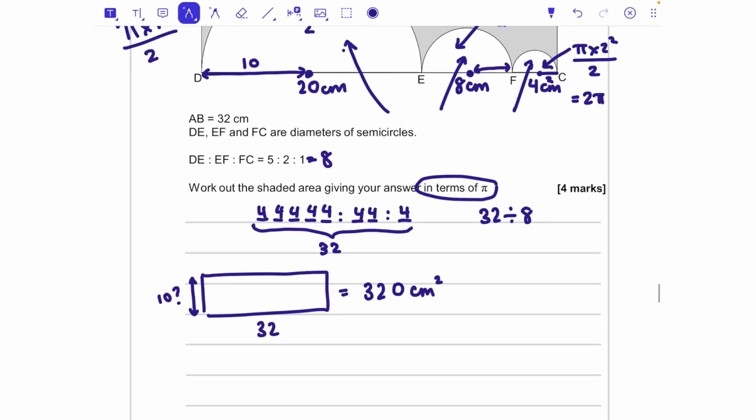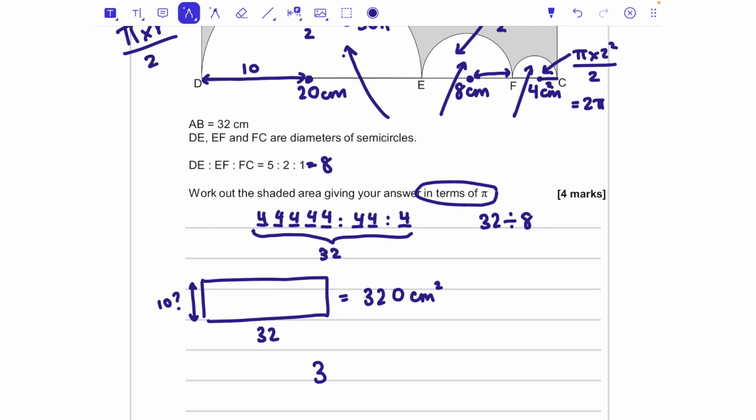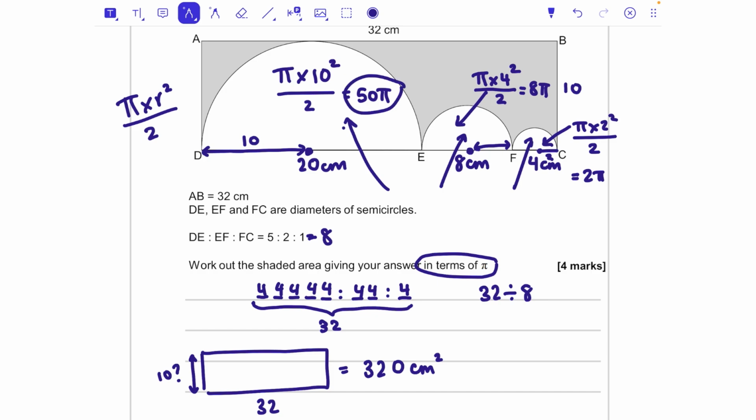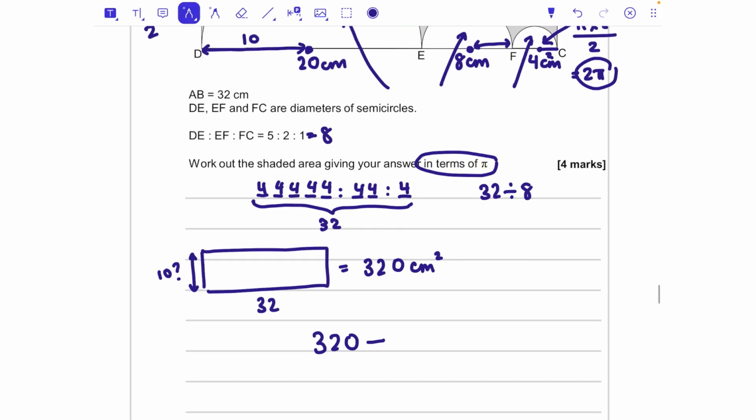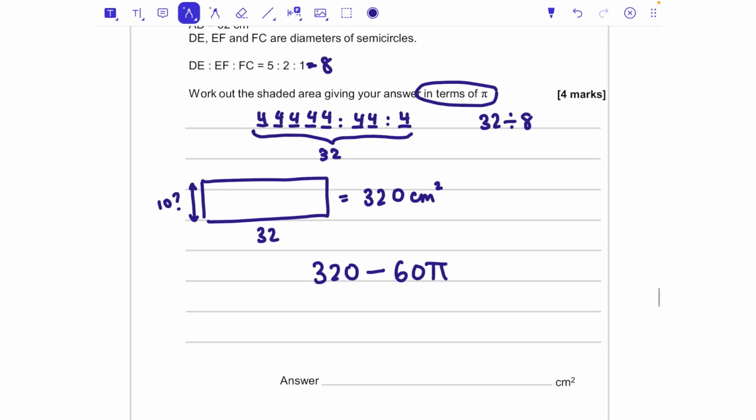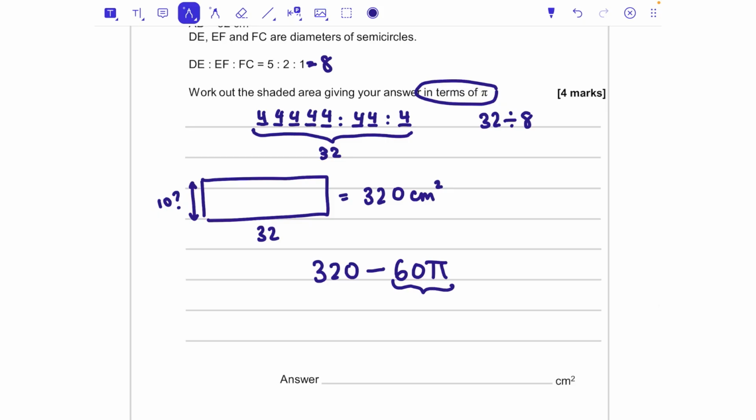Good, so altogether, my final answer would be 320. Take away all of these added together, and that's going to be 60 pi. So 50 pi, add 8 pi, add 2 pi is 60 pi, so 320 minus 60 pi. And we can't put those together, we can't take it off because this is being multiplied by pi. So that is my final answer, 320 minus 60 pi.